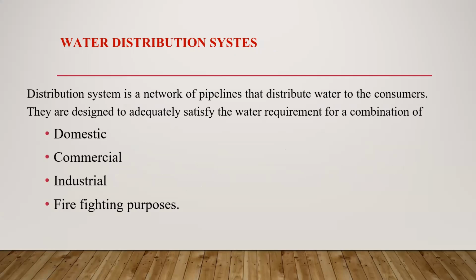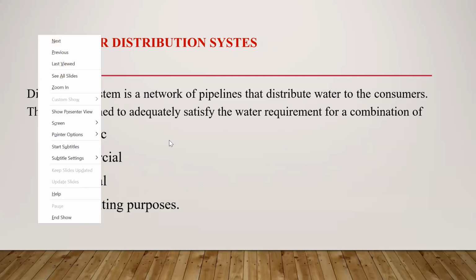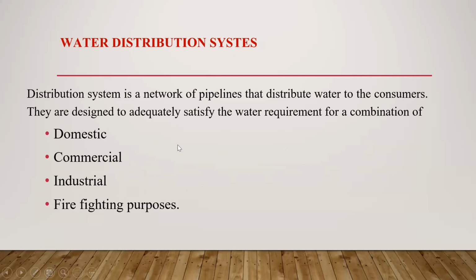Now, the distribution system is a network of pipelines that distribute water to the consumers. They are designed to adequately satisfy the water requirement for a combination of purposes. For what purpose? For domestic purpose, like drinking, washing, cleaning, floor cleaning, bathing, all these activities in the house. Then commercial, in the sense of offices, institutes.